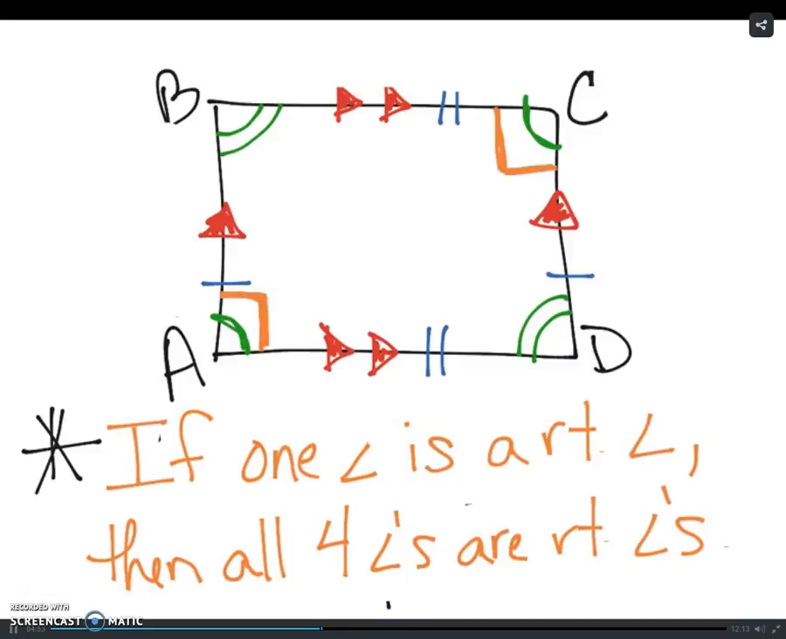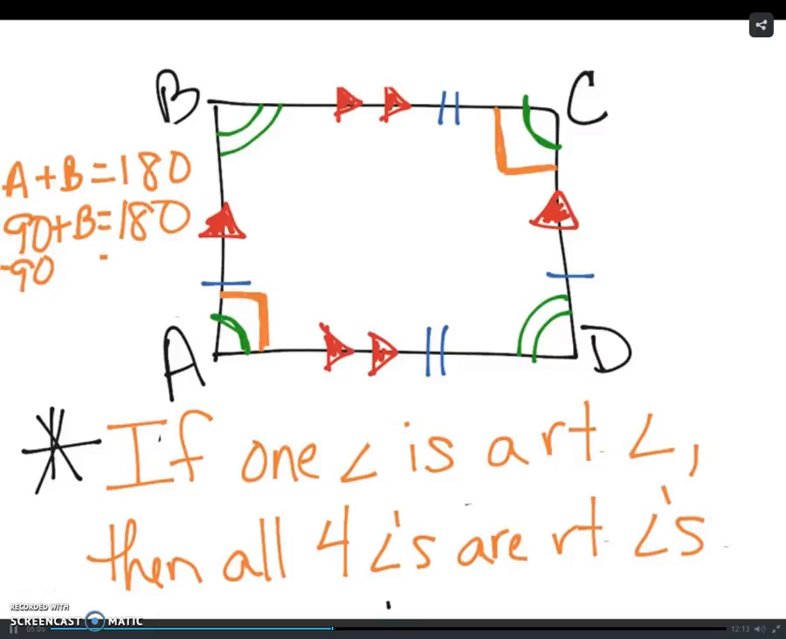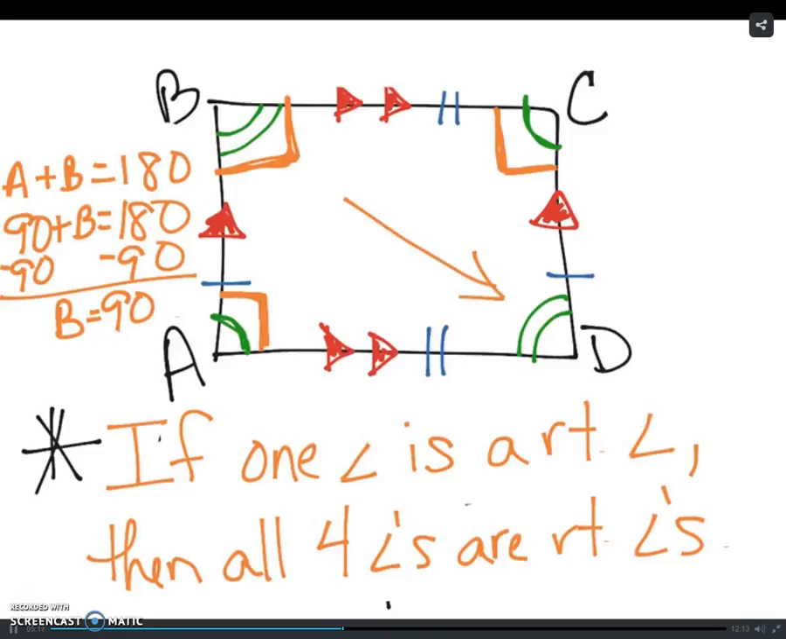And then we know that angle A plus angle B has to add up to 180. And so if we know that angle A is 90 degrees, we could solve for angle B, and we would find out, when we do that, that angle B also ends up being 90 degrees. So it's a right angle. And then if angle B is a right angle, the angle opposite it, which is angle D, is also a right angle. Okay, so if one of the angles is a right angle, then because of all of the other rules that parallelograms have to follow, then all four angles are going to be right angles.